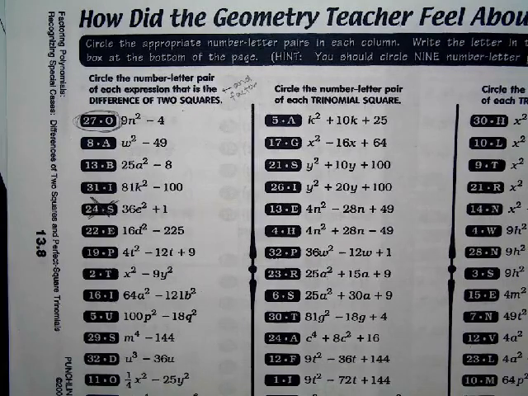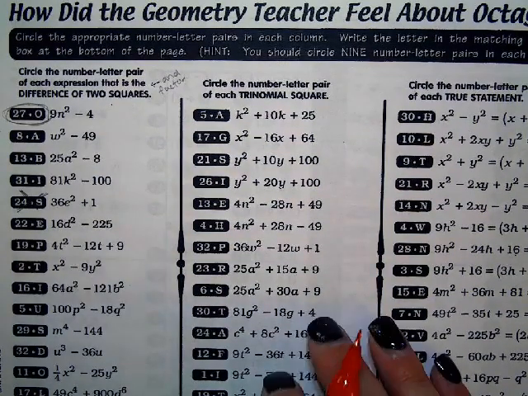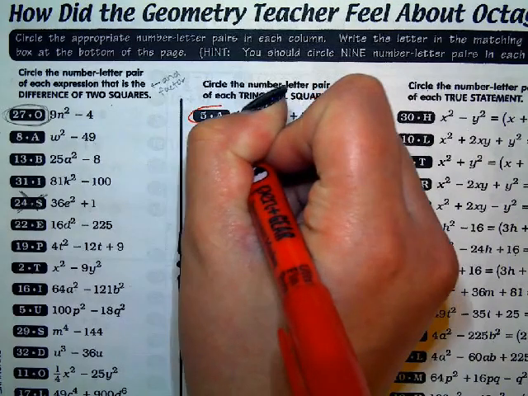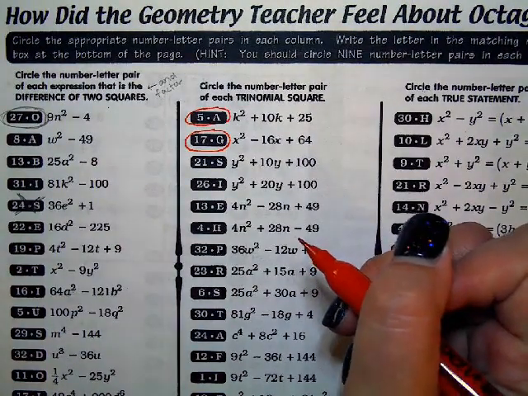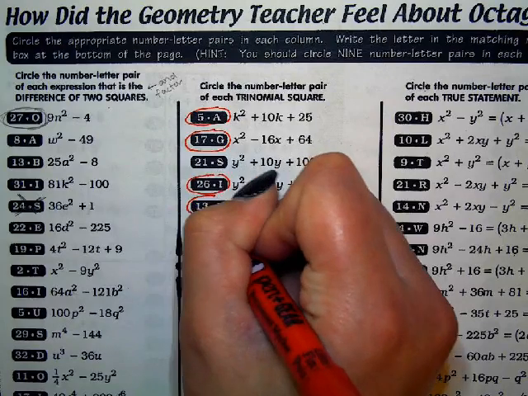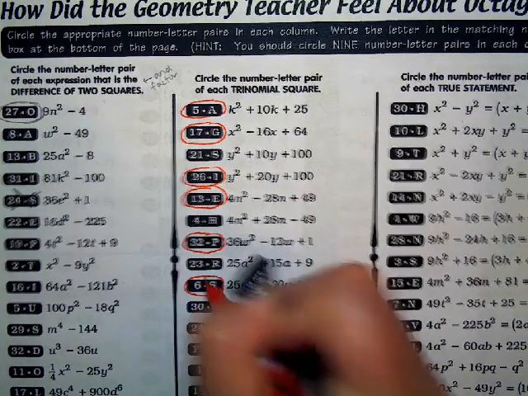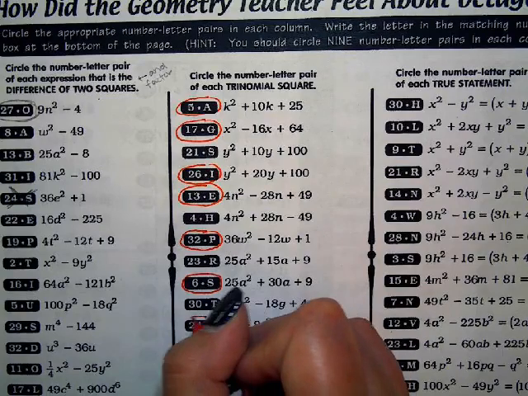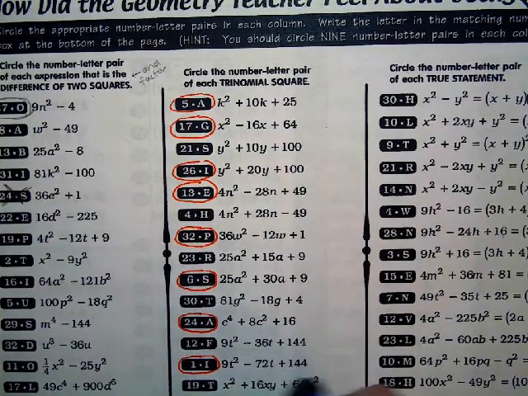So in the next column, we are not going to do any problems. I'm going to tell you which ones to circle. Are you ready? Okay, circle the first one, 5A. Circle the second one, 17G. Circle the fourth one, 26I, and 13E, and 32P, and 6S, and 24A, and 1I, and 19T. So you don't have to do any problems in that column. You just got to circle those.